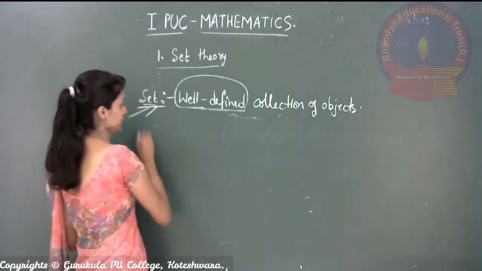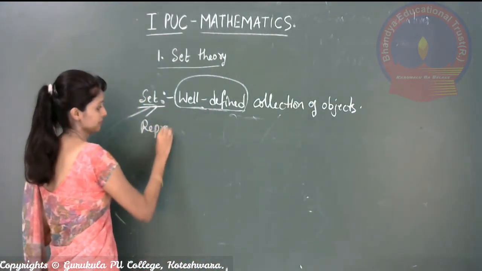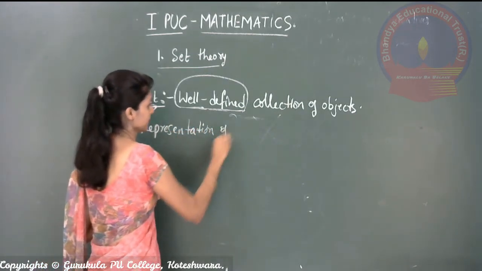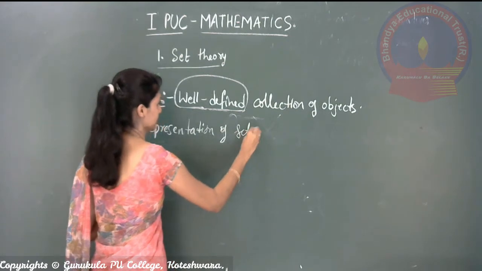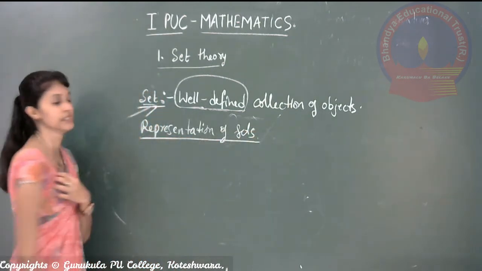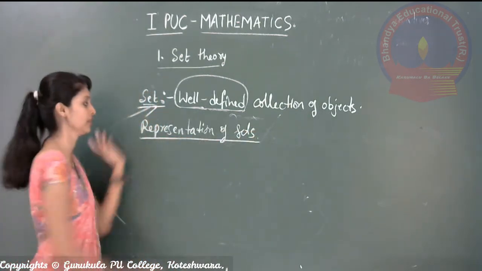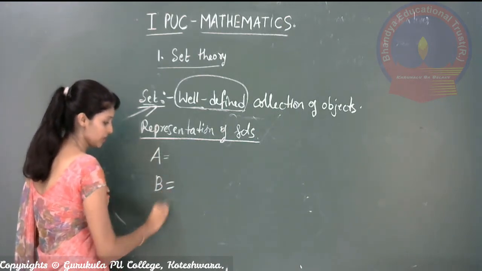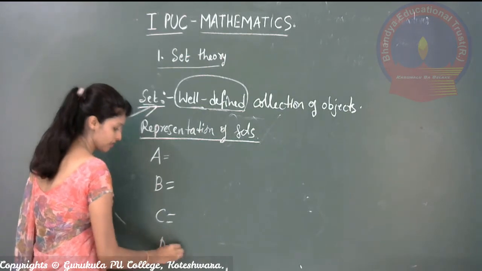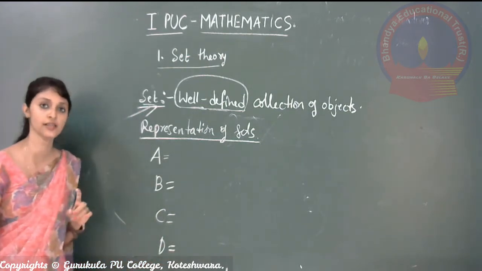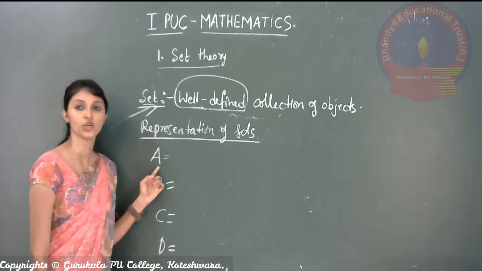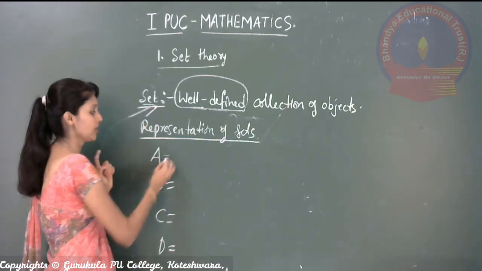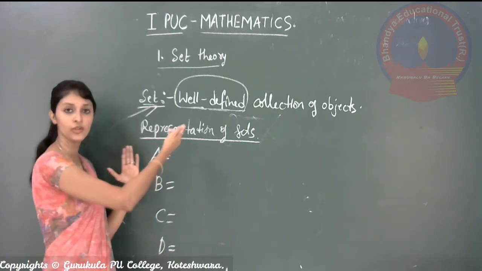Representation of a set. Sets are always denoted by capital letters. You all remember A, B, C, D like this. We are going to denote sets always by capital letters to symbolize them. Okay, set A. After that we are going to list the elements.